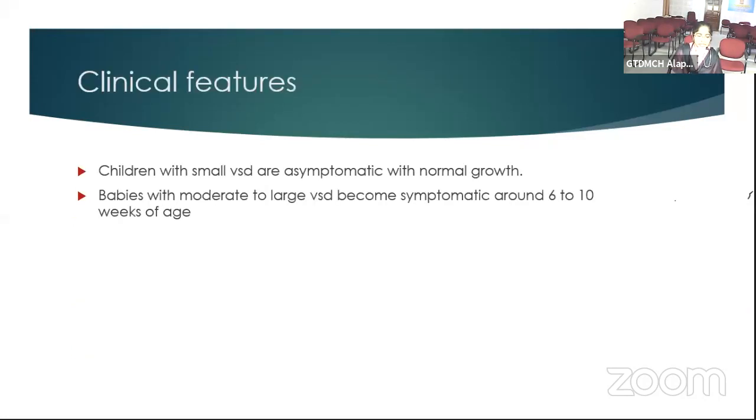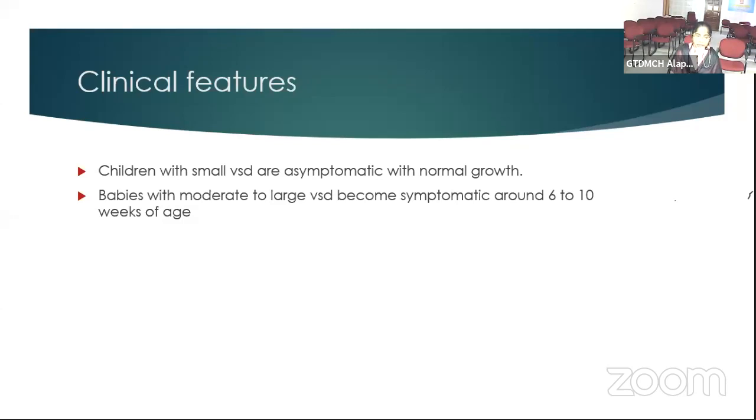Coming to the clinical features, children with small VST may be asymptomatic. They are usually asymptomatic and have normal growth. Babies with moderate to large VSTs are symptomatic, and they become symptomatic around 6 to 10 weeks of age.